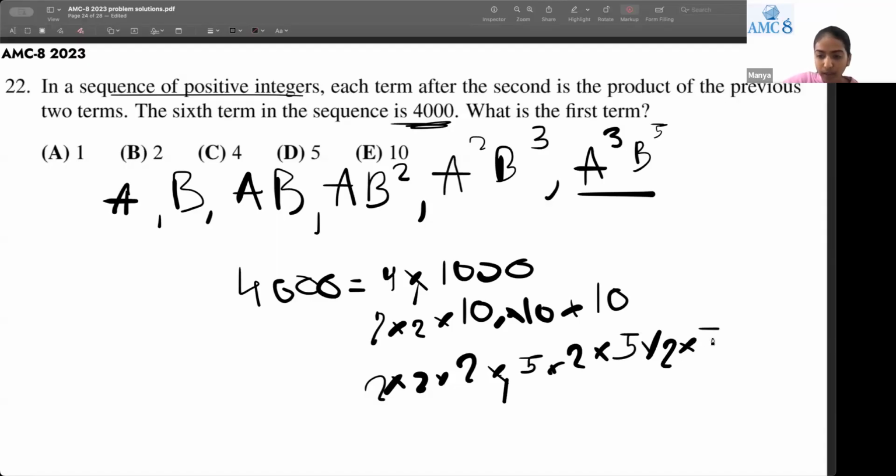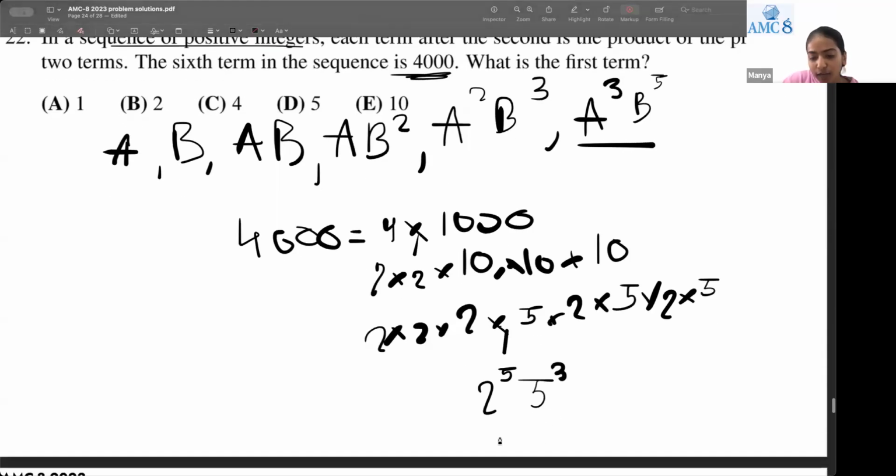And we should be getting something like this. And instead of writing this, we could just use the power again, and we should be getting 2 to the power of 5 times 5 to the power of 3, which is the same thing as 5 to the power of 3 times 2 to the power of 5.